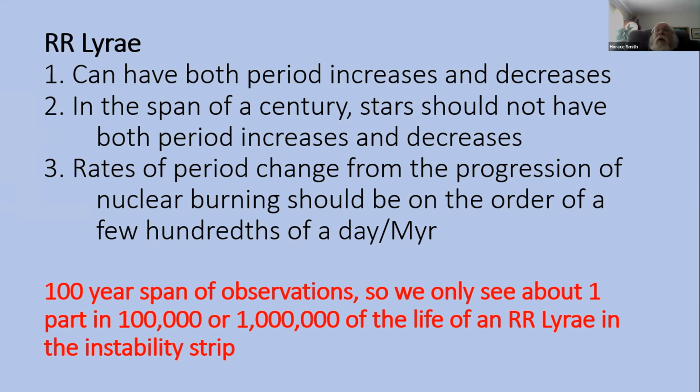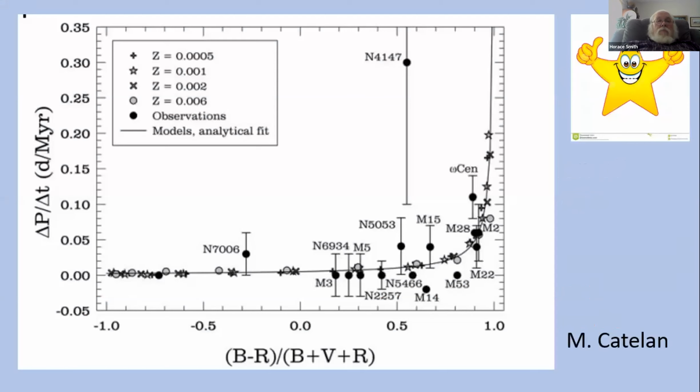The rates for most stars should be small, up to a few hundredths of a day per million years, maybe getting a little bit larger as we get toward the very end of the horizontal branch lifetime. But nonetheless, even if we have a century of observations, we're looking at only about 1 part in 100,000 or 1 part in a million of perhaps the lifetime of the star in the instability strip. So we're looking at only a short snapshot in the actual change of the star. This is a plot from a few years ago made by Márcio Catelan.